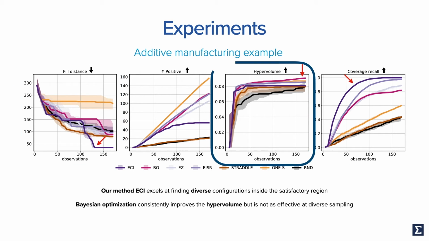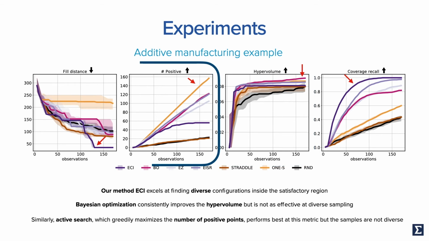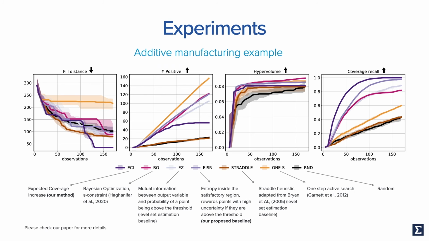As expected, Bayesian optimization consistently improves the hypervolume, but isn't as effective at finding diverse configurations. In the same way, active search, which greedily maximizes the number of positive points, performs best at this metric, but the samples are not diverse. Feel free to pause the video here to learn more about the baselines.